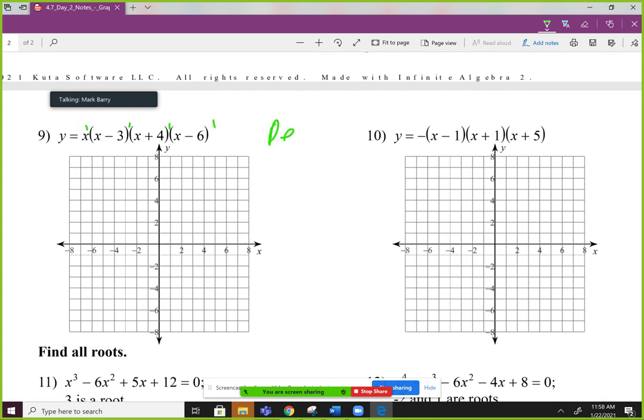This one I'm going to say is degree 4. It's degree 4. I do have to count 1 for that x out front. It's a first power. The leading coefficient here is 1, so that's a positive. So even positive is up to the left and up to the right.